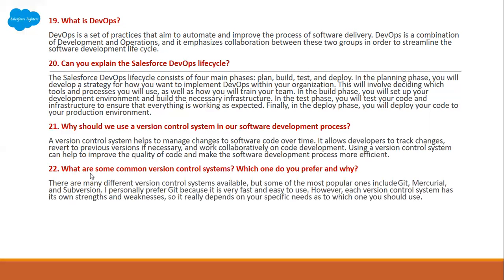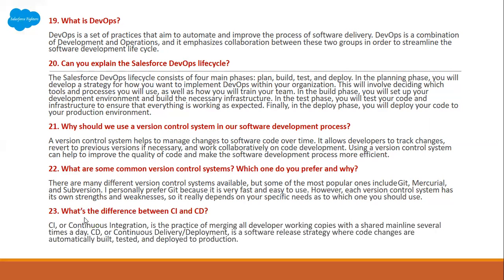Next question. What are some common version control systems? Which one do you prefer and why? There are many different version control systems, but some of the most popular ones include Git, Mercurial and Subversion. I personally prefer Git because it is very fast and easy to use. However, each version control system has its own strengths and weaknesses, so it really depends on the specific needs which one you should use.